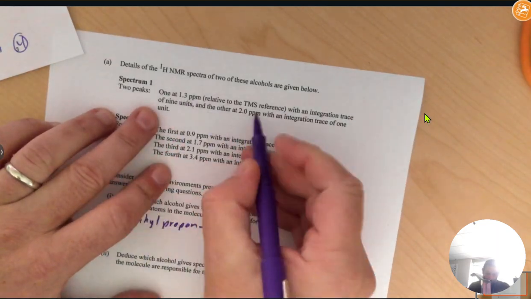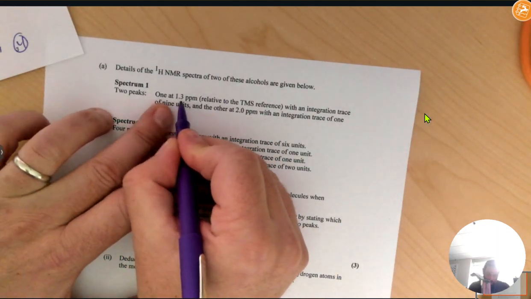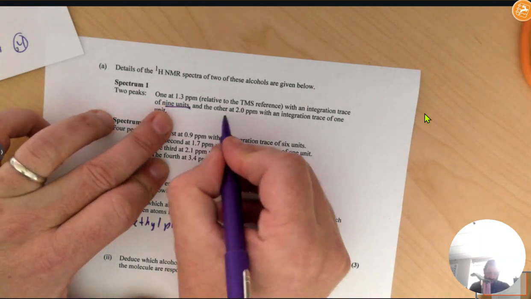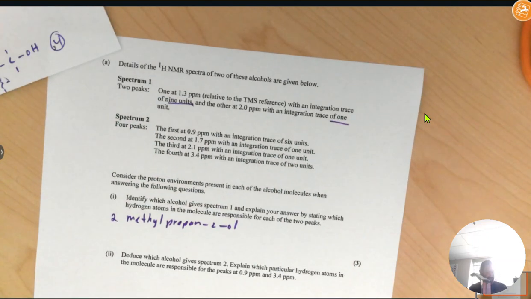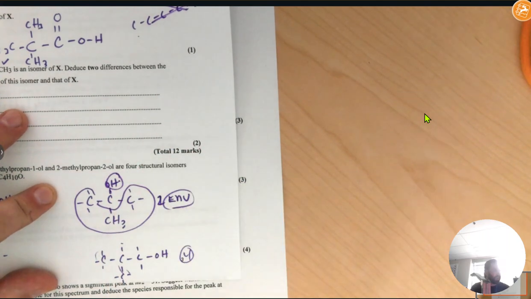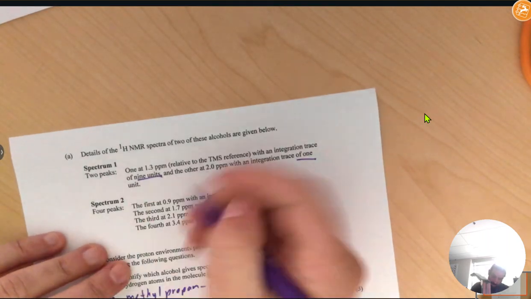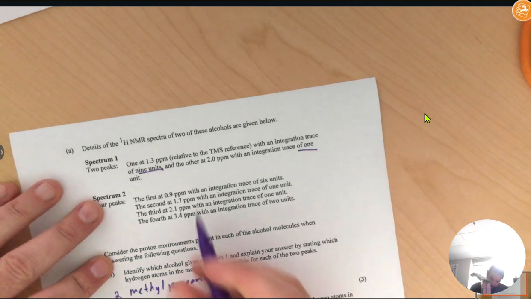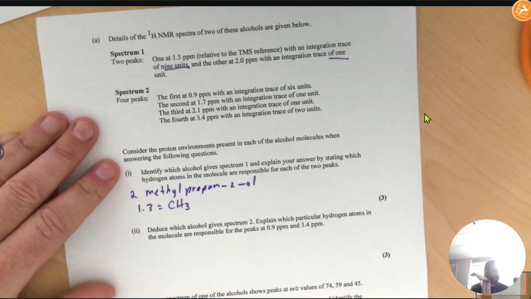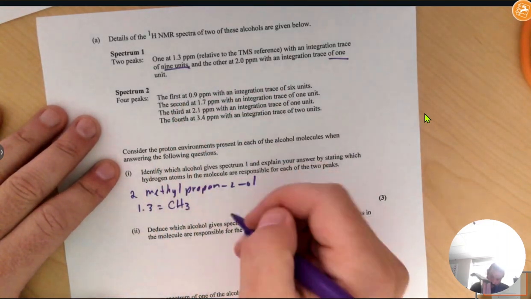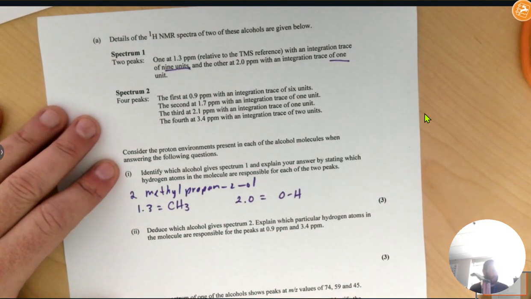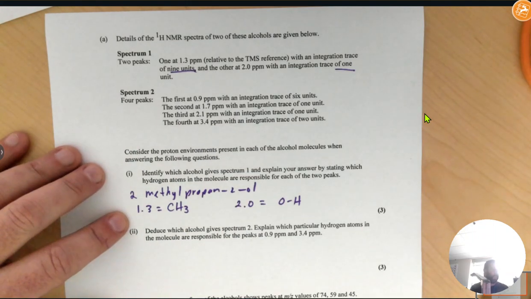Now, we're told that there's 1 peak at 1.3 that has an integration trace of 9, and the other at 2 has an integration trace of 1. So if we look at this molecule, you have 9 hydrogens in one environment and 1 in the other one. So the peak at 1.3, because it has the integration trace of 9, was caused by the methyl hydrogens. And the peak at 2.0 must be the hydroxyl hydrogen because it's got an integration trace of 1.